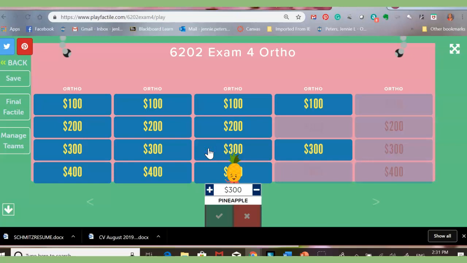Okay, so I finished the ortho and the burn. I just want to make sure that I've touched on everything here. And it looks like we're good. Okay, and that's it.